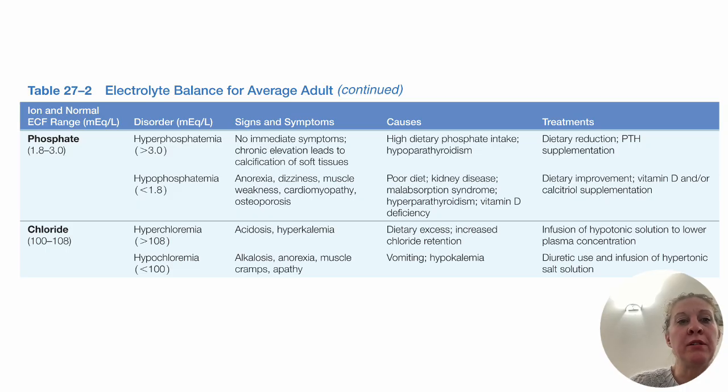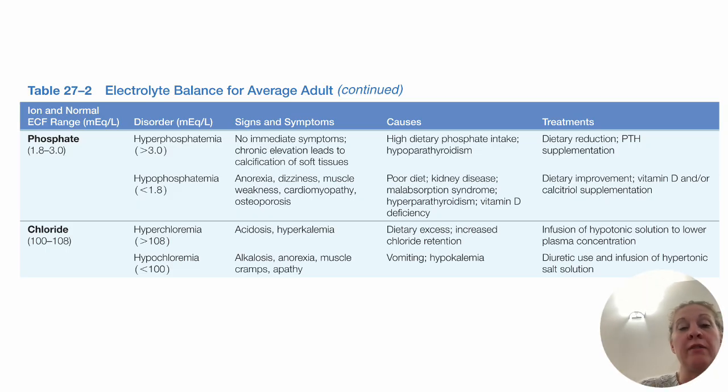Symptoms for hyperphosphatemia are not really immediate, but you can have chronic elevation, and that can lead to calcification in soft tissues. I see that as a physical therapist sometimes in tendons, and that can be a real problem with reducing your range of motion and stuff. Causes are just too much intake in our diet, and so treatments are to reduce that or to increase your parathyroid hormone supplementation.